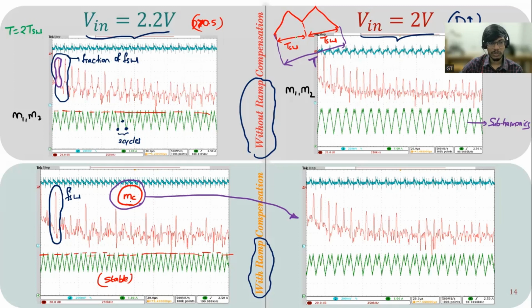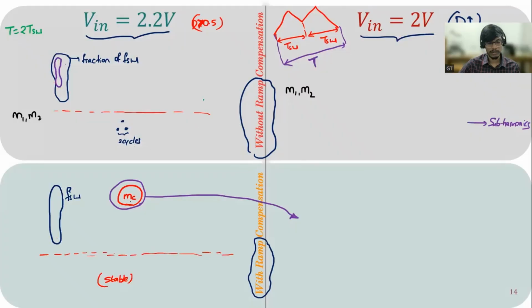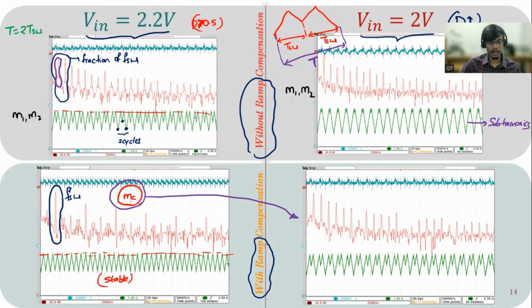That issue is because of this duty ratio. Because the duty ratio is greater than 0.5, it is not coming back, because of the issue that we had seen over here: the poles are not inside the unit circle. So this issue is resulting in this kind of behavior. And in order to stabilize it so that it becomes like this, we have to give external ramp compensation, so that now it will be stabilized.